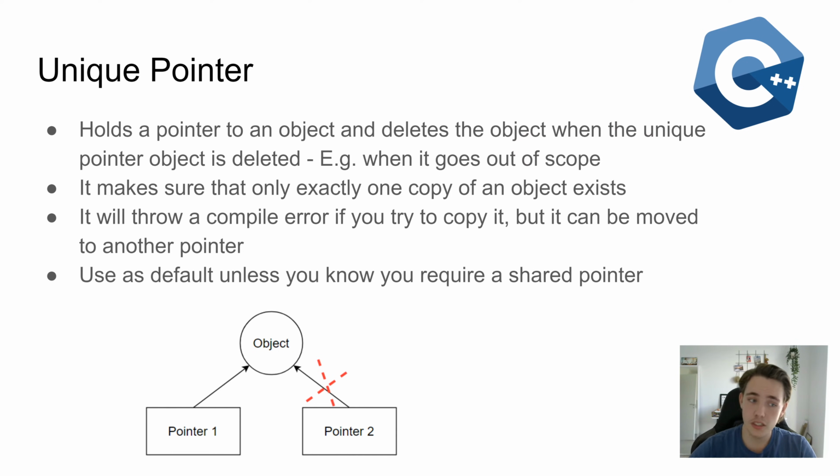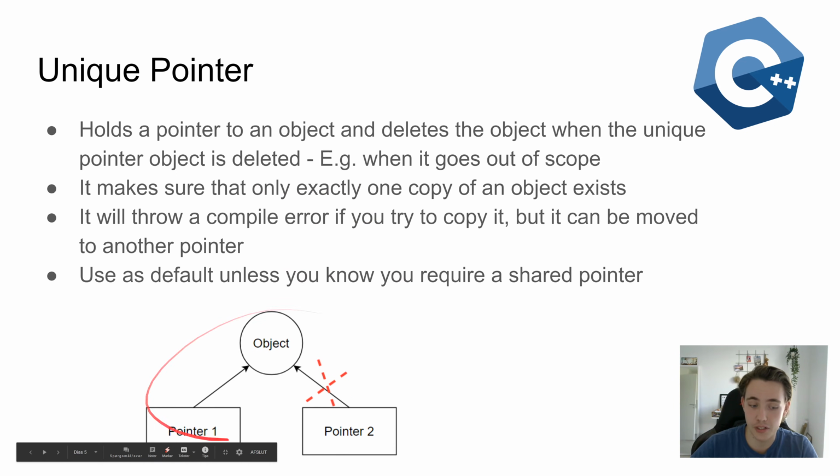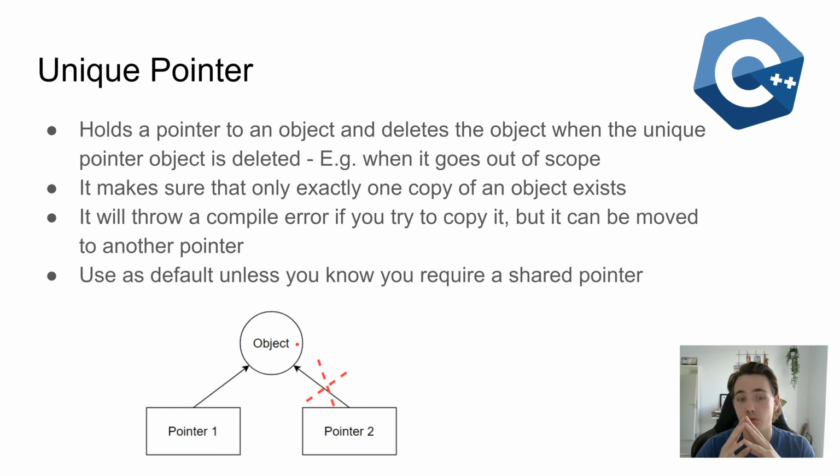The unique pointer also makes sure that exactly one copy of an object exists. So we can't have multiple pointers pointing to one object. If we go down here, for example, pointer 1, this unique pointer, is pointing to this object, and then pointer 2 can't also point to the same object. Because our pointer is unique, as the name says, we can only have exactly one copy of the object, and only one pointer pointing to that object. If we try to copy it, it will throw a compile error and our program will not build.